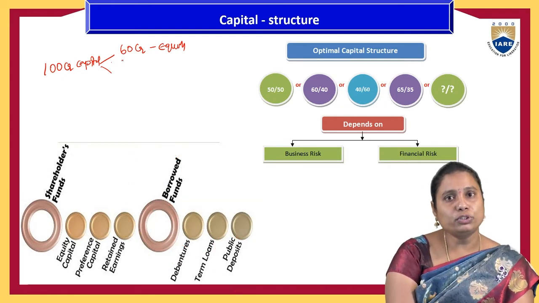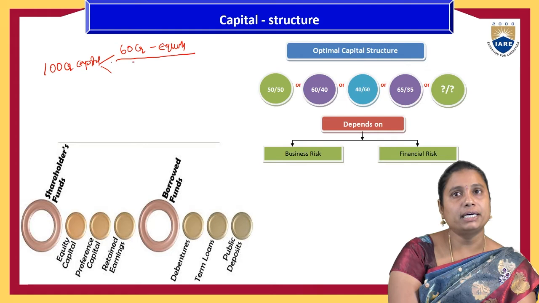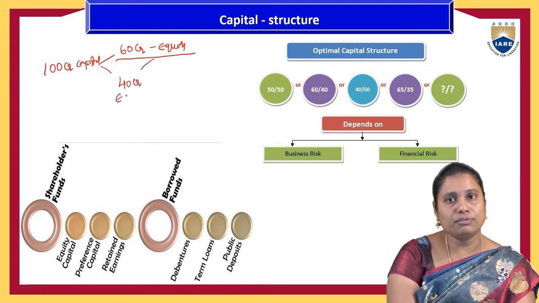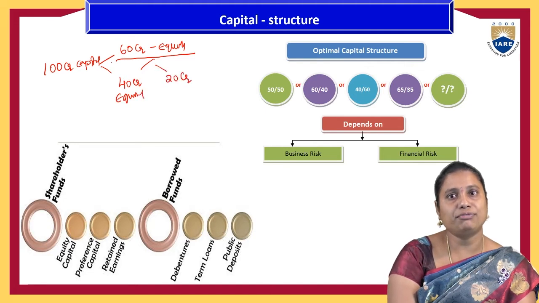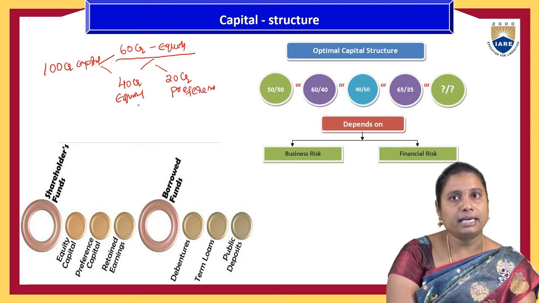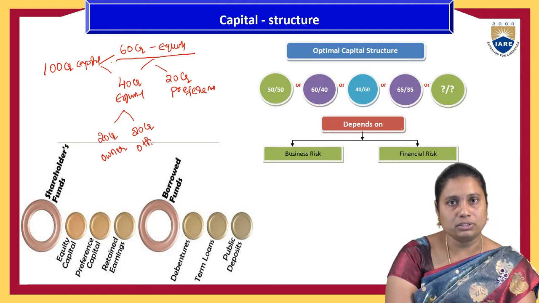In the remaining 60 crores of equity, here 40 crores are taken on the basis of equity capital, and 20 crores they may take in the form of preference capital. Whereas in this 40 crores, again 20 crores are invested by the owner of that organization. The remaining 20 crores are from the other investors.